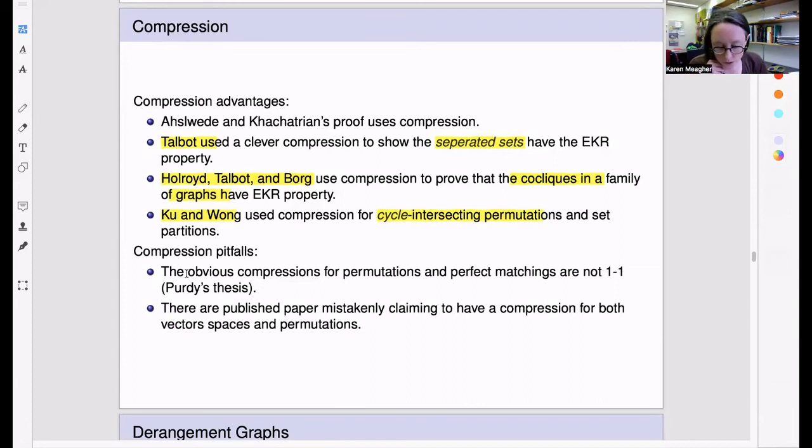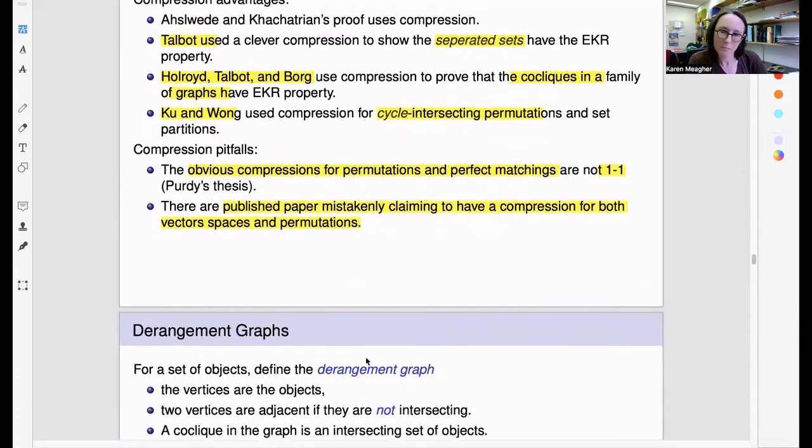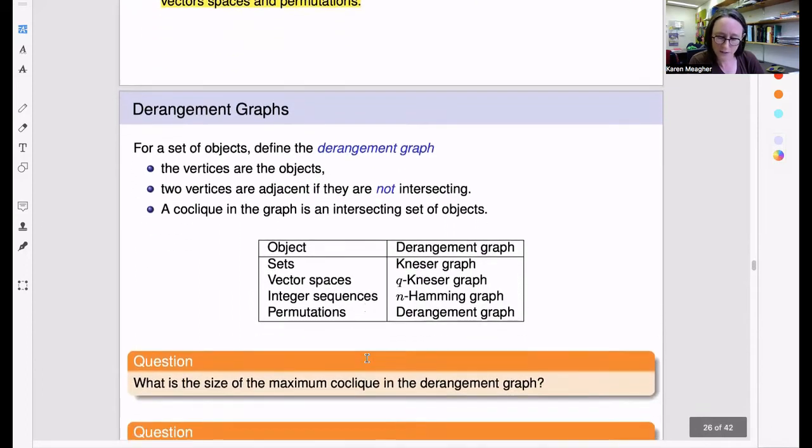So there's an obvious compression that works for permutations and perfect matchings, but it's not one-to-one. So if you ignore the fact that your compression is not one-to-one, so that if you take a set and you compress it, you could get something smaller, if you ignore that little fact, we can basically get a version of Erdős–Ko–Rado for permutations and perfect matchings, but it's still wrong. And there are published papers, one for vector spaces and one for permutations, claiming that the compression works when it doesn't. So that is a method that I would maybe advise against, unless you're very, very careful.